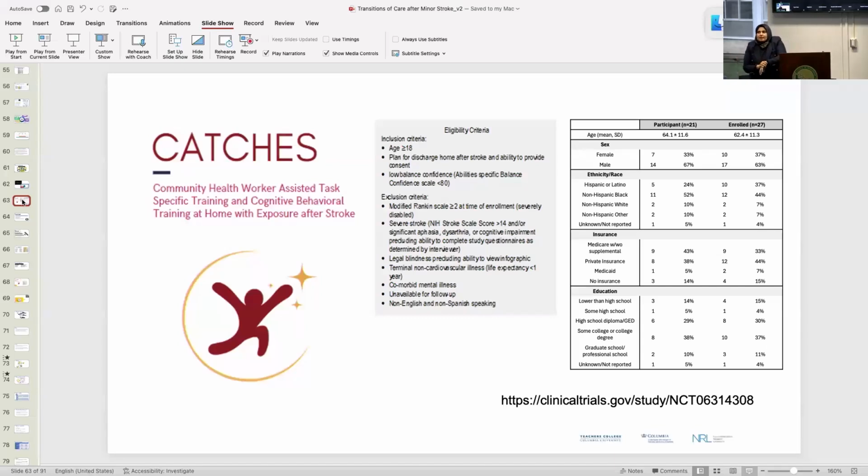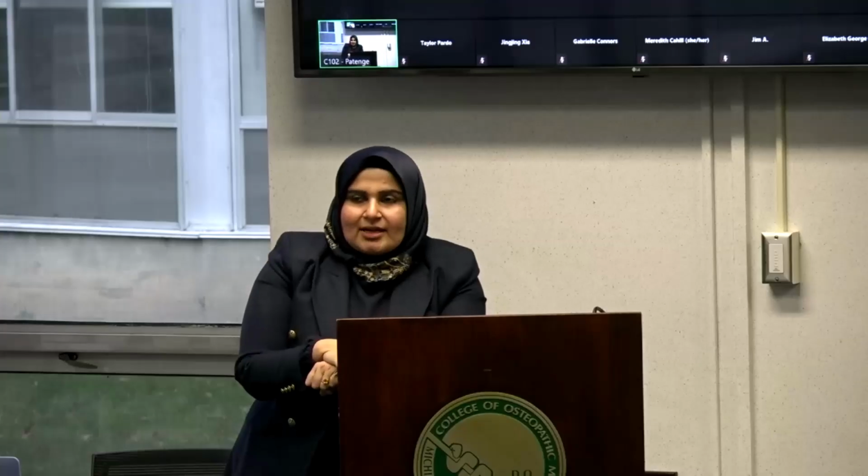So the ABC is an activity-specific balance confidence scale. It's well validated for stroke patients. And so we're using that as an eligibility criteria. A cutoff of less than 80 tells us if somebody's confident in being able to have balance or where they are in terms of their fear of falling. So we're using that as our sort of benchmark for enrollment in the study.